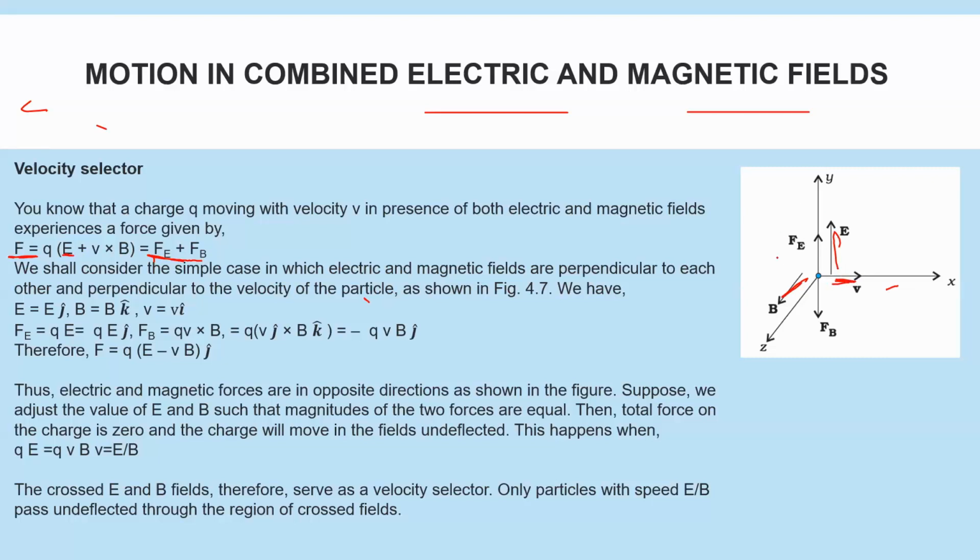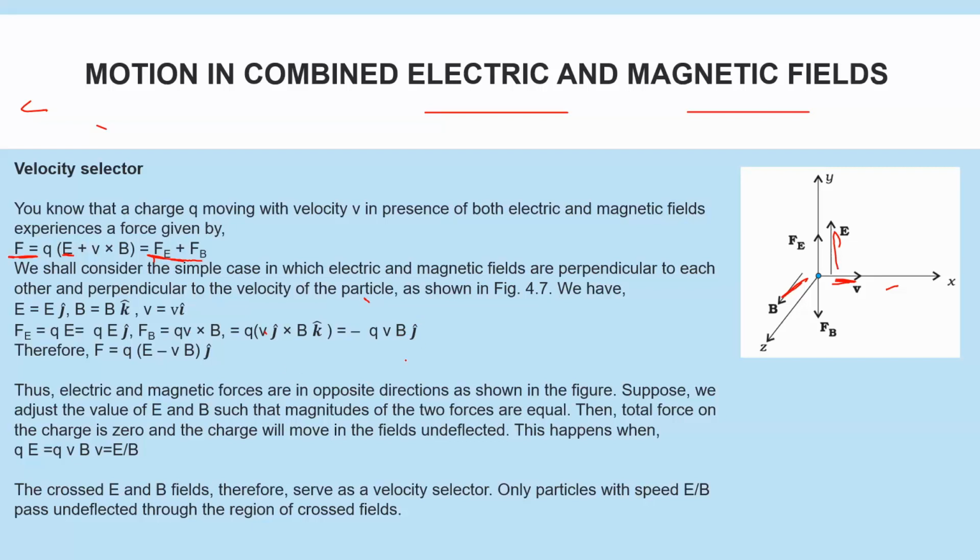With respect to this diagram, we can assign unit vectors to all of these vector quantities. The force due to the electric field is qE times the unit vector j. The force due to the magnetic field is going to be q v cross B. Then you introduce two other unit vectors, one for the velocity and one for the magnetic field, and what you are left with is minus qvB times the unit vector.